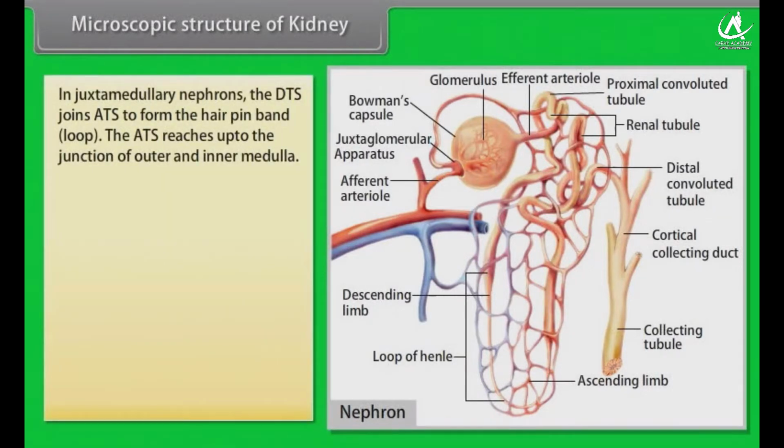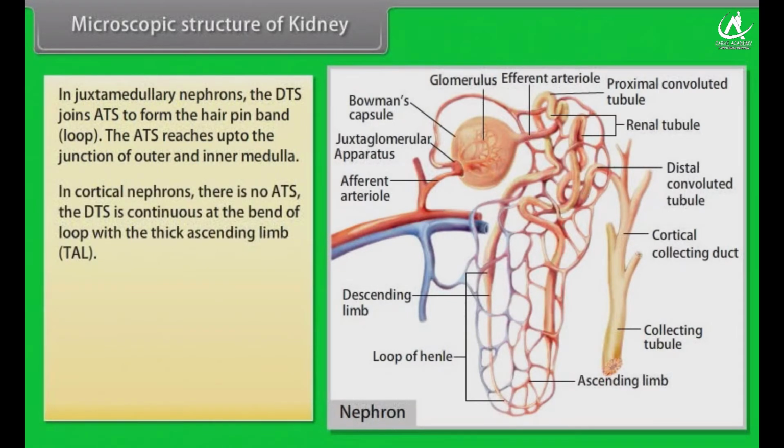In juxtamedullary nephrons, the DTS joins ATS to form the hairpin bend. The ATS reaches up to the junction of outer and inner medulla. In cortical nephrons, there is no ATS. The DTS is continuous at the bend of loop with the thick ascending limb.